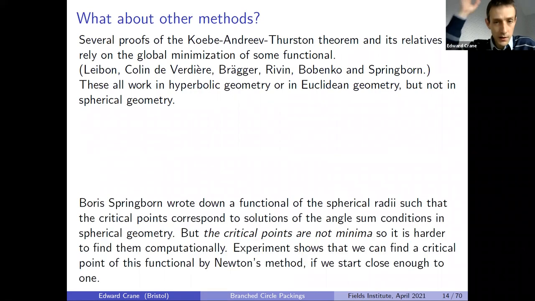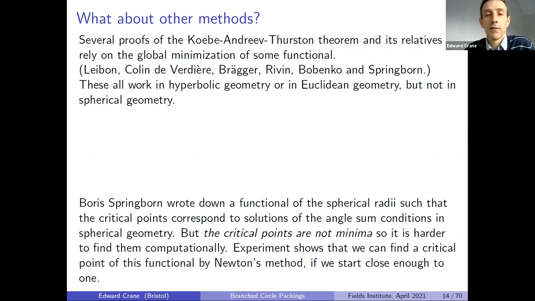Okay, so there's a functional of the spherical radii, which Boris Springborn wrote down in his thesis, for which the packings correspond to critical points and vice versa. But it turns out the critical points are not minima. It's not a convex functional. And that makes it a bit trickier to find them computationally.